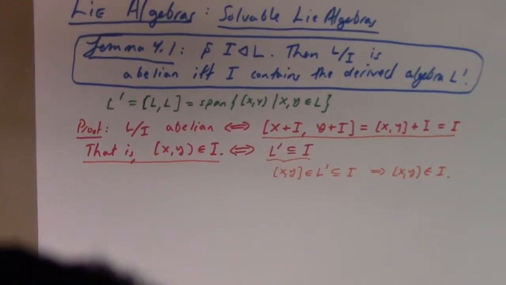All right, so he says this lemma tells us the derived subalgebra is the smallest ideal of L with an abelian quotient. Why would that be? Because if you go smaller, then you don't necessarily have that the commutator of two things in that smaller ideal is once more in the ideal. By the same argument, the derived algebra L prime itself has a smallest ideal whose quotient is abelian.